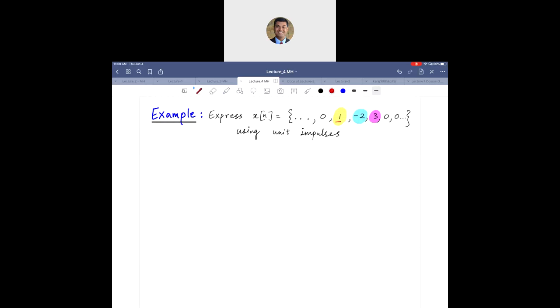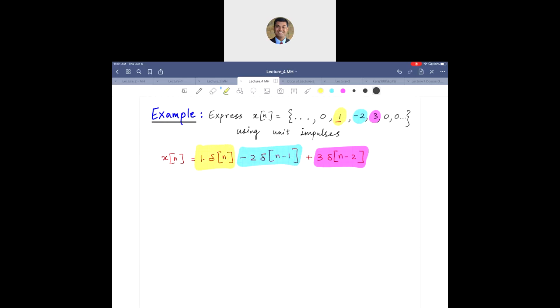So let's see. For that first one, what would I have? I would have a delta of n. I should say 1 delta of n. And for that -2, I have -2 delta of n minus 1, moved to the right by 1. And I have plus 3 delta of n minus 2. So let me color code them. That's going to be the pink one. This is going to be the blue one. And finally, this is going to be the yellow one.